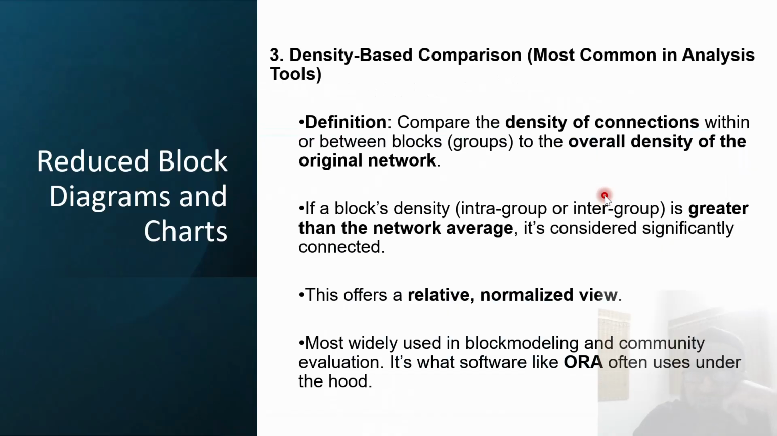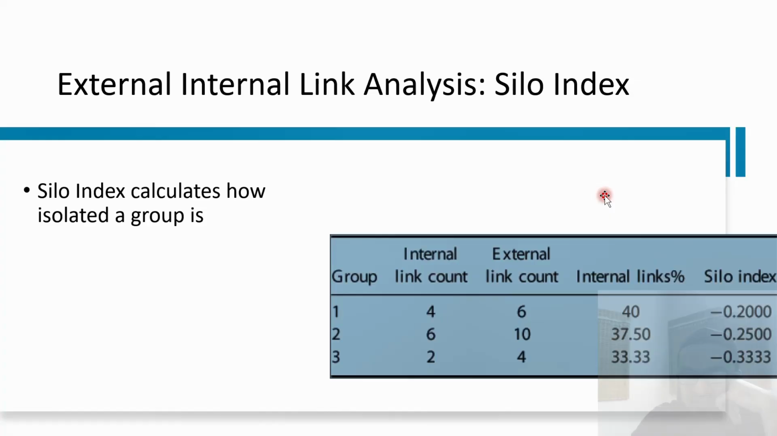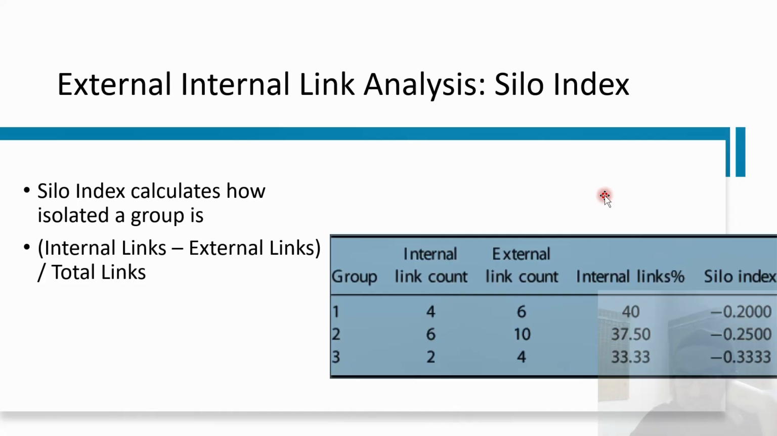So this was the fourth measure, and the last measure is the internal-external link comparison, which is also known as the Krackhardt E-I index, or silo index. So let's see how it works. The silo index calculates how isolated a group is, and the formula is internal links minus external links upon total links. For example, if there are three groups, and internal links within group 1 are 4 and external links are 6, then internal minus external is 4 minus 6, which is minus 2, divided by total links, 10. So the silo index is minus 0.2.